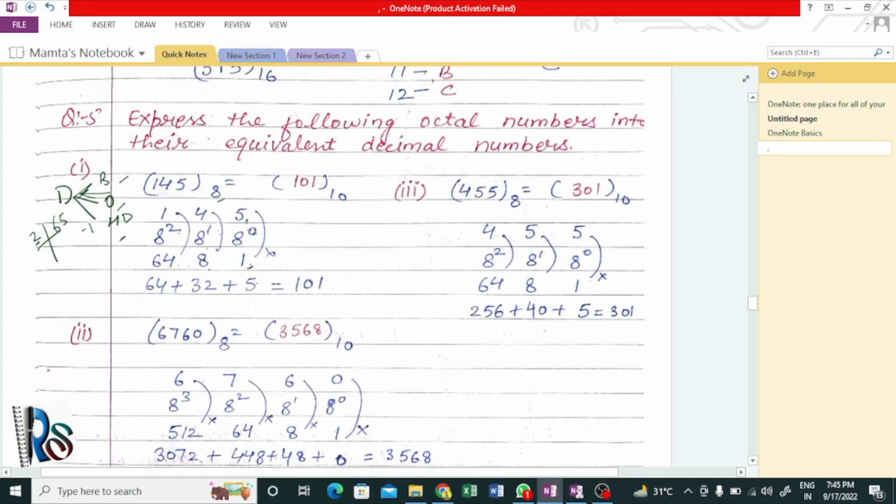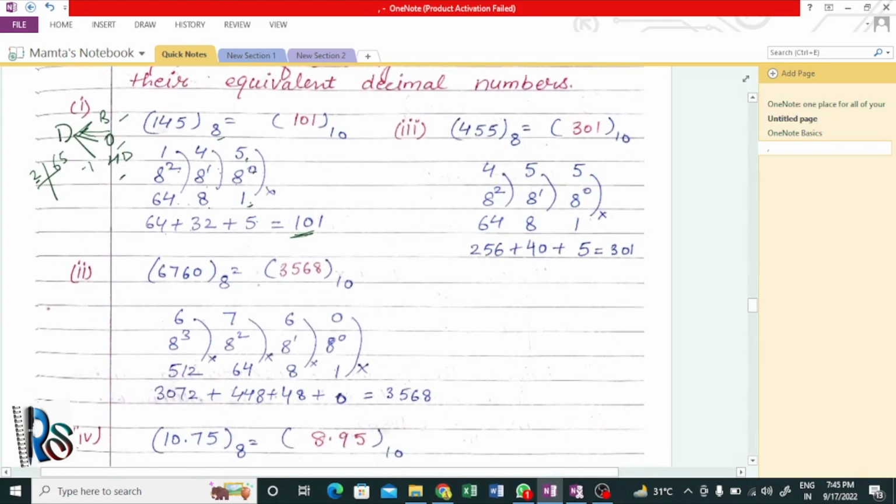5 into 1 is 5, 4 into 8 is 32, 1 into 64 is 64, and in the end we need to add all the digits. So the number will be 101. 101 is the decimal number equivalent of 145 octal. Move to the next part.